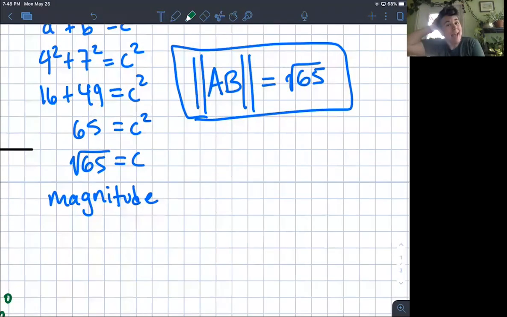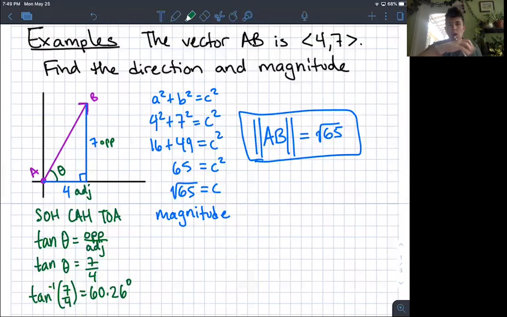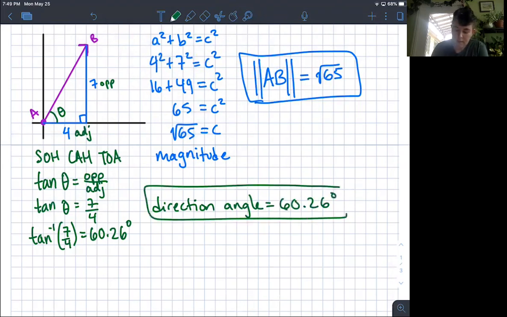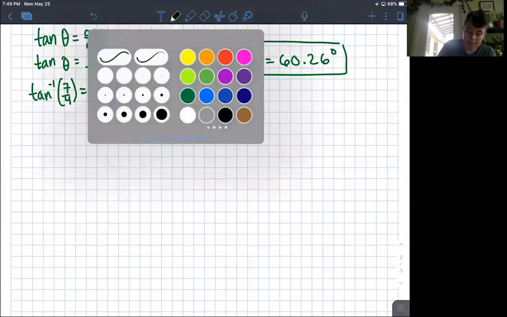Our magnitude doesn't necessarily have units unless we're in a word problem and I'm like, hey, you're riding a bike and the X component is 4 kilometers per hour and the Y component is 7 kilometers per hour. Then you would give me the magnitude in kilometers per hour. But since I didn't give you units there, you don't need them. But angles do have units, because there's a very big difference between 60.26 degrees and 60.26 radians. So please, please, please make sure that you're not forgetting that good old degree symbol. So I am going to go ahead and just write this out. Direction angle is equal to 60.26 degrees. Yay. Huzzah. Vector.